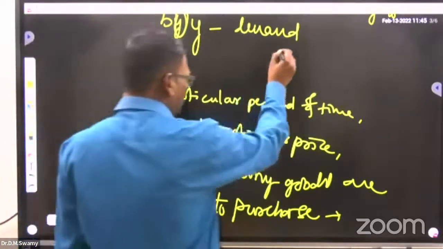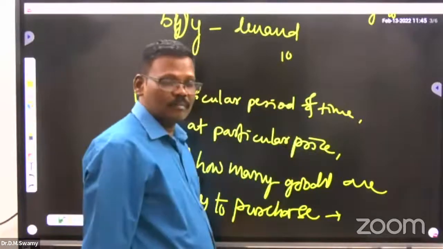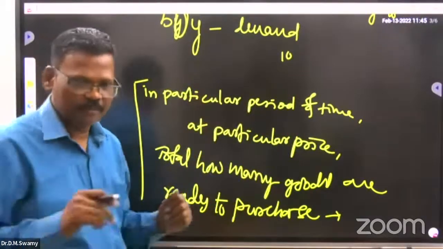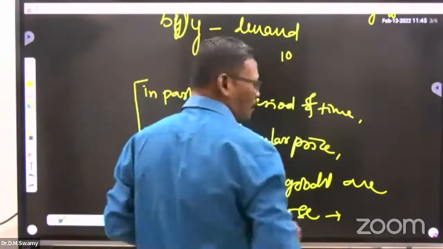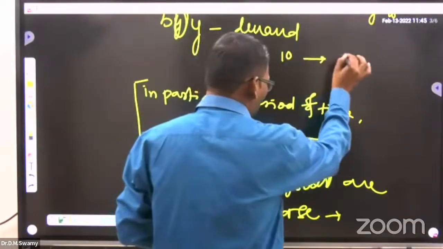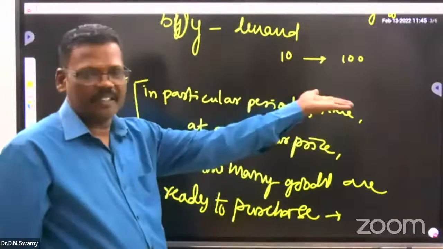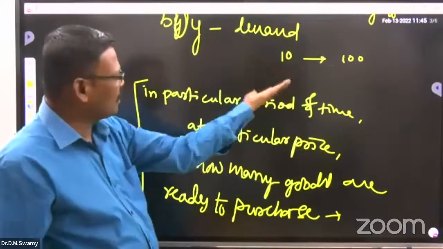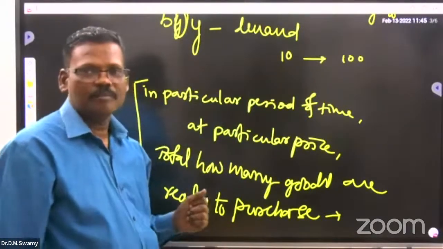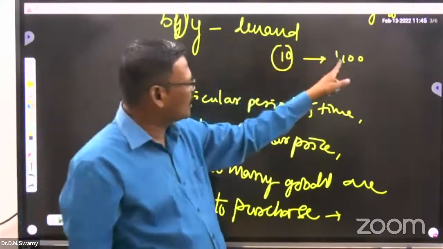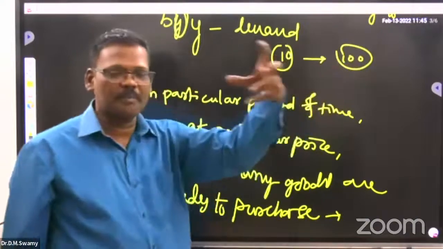Take for example, the price is 10 rupees. If the people are purchasing only 100 commodities at that price, that is the demand. Demand for that commodity is 100, because in a particular period of time, at that particular price, this much of the commodity is ready to be purchased by the people.